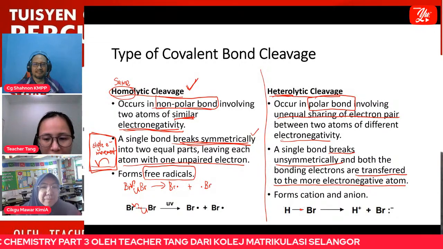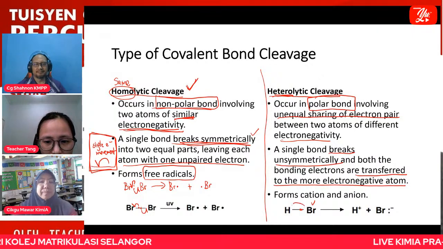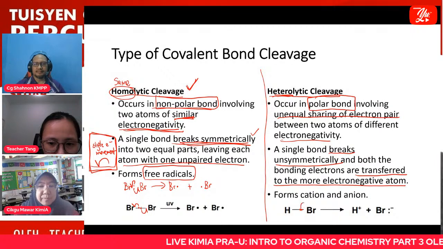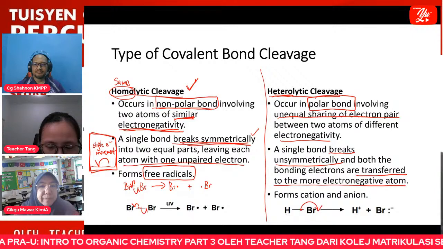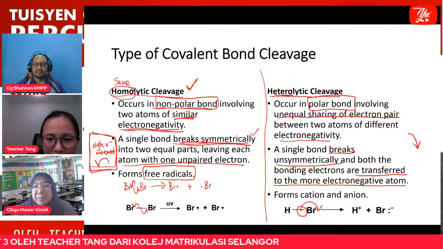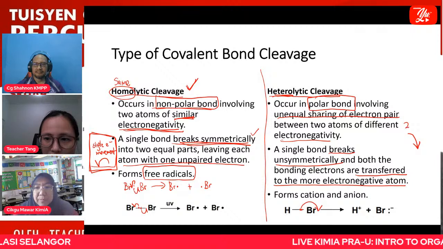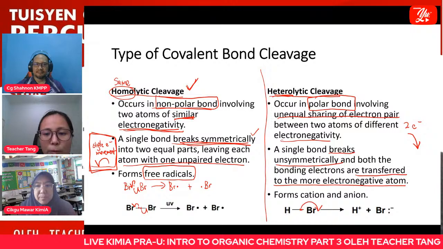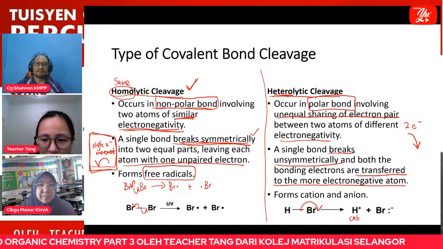For example, here between hydrogen and bromine, bromine is more electronegative. Therefore, when this covalent bond breaks, the two electrons will move to bromine. Now we are moving two electrons, therefore I'm using a full-headed arrow. A full-headed arrow refers to the movement of two electrons. And then what we get at the end is a cation and an anion.